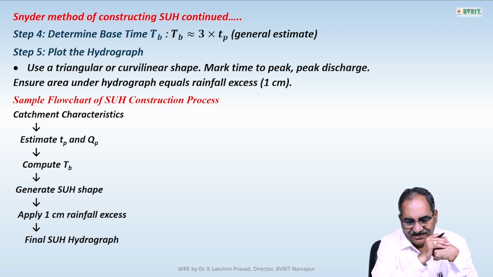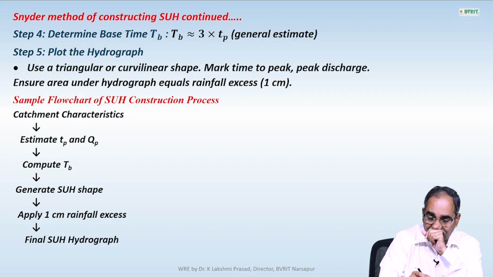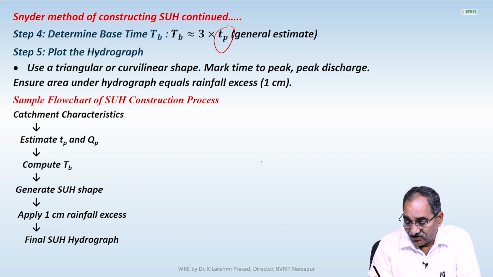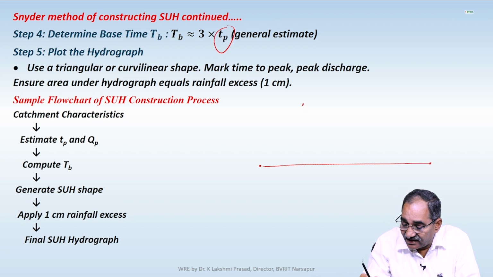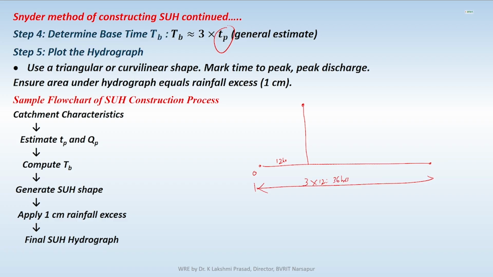What is the base width? Base width is equal to 3 times the time to peak. Suppose you take it, this is this and this is this. For example, this is the peak. Suppose the peak has occurred 12 hours from 0. Then naturally, how much is the total? From here to here, it will be 3 times 12, that is 36 hours. This is the meaning of this general equation.